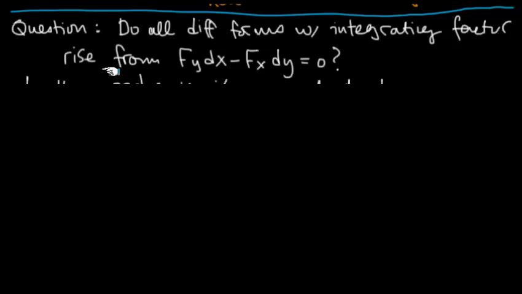Now let's look at this interesting question. Do all the differential forms with an integrating factor arise from this particular one? What we have just discussed is that if you have this differential form, in particular this coefficient having this strong relationship like this, then we know it has an integrating factor because of the existence and uniqueness theorem. That's what we just did. But do all differential forms have an integrating factor? Are they in this form? That's basically our question.